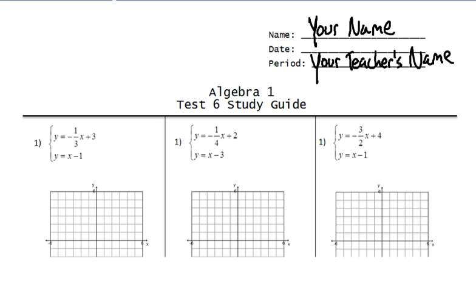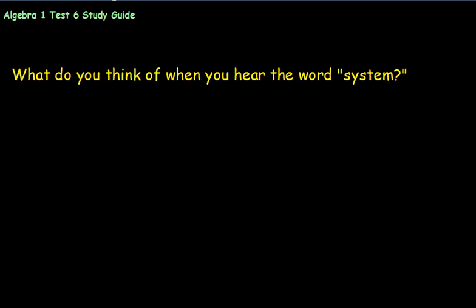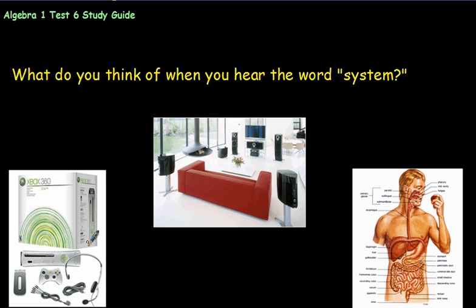Alright, so test 6 covers systems of equations, and when you think of the word system, just forget about math for a second. What do you think about when you hear the word system? Well, I thought of a couple different examples. Maybe a video game system such as Xbox, perhaps a home theater system, because there are several speakers, and probably in health class you've heard the word system, whether it's the digestive system, circulatory system, nervous system, skeletal system, we could go on and on. So the idea is that there are systems within your body.